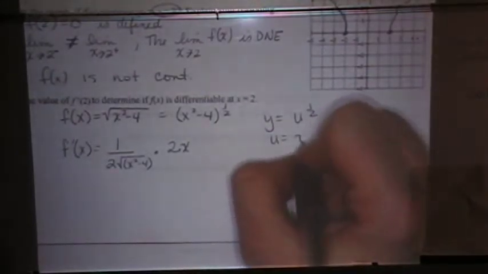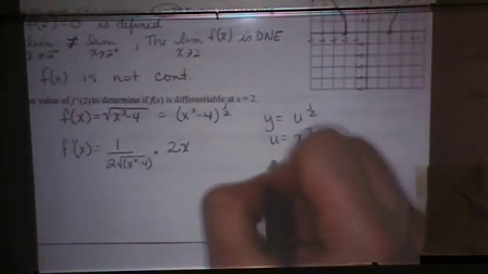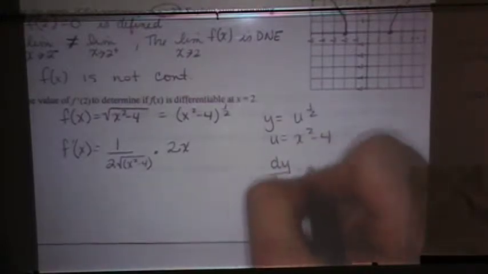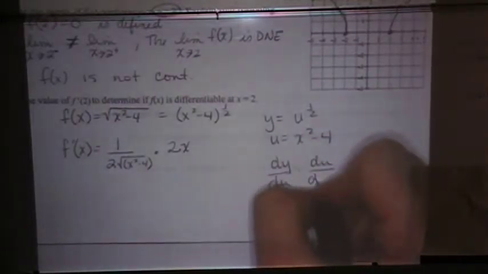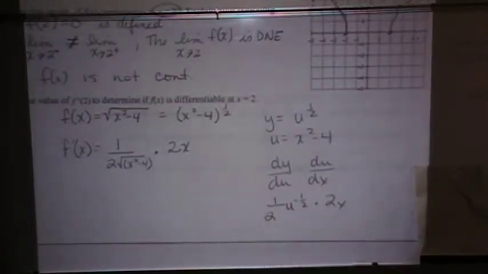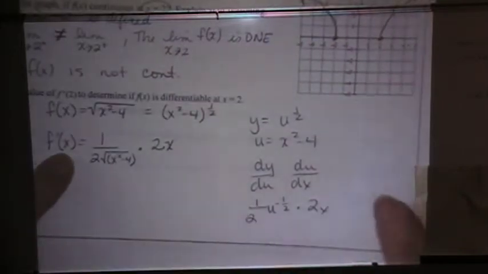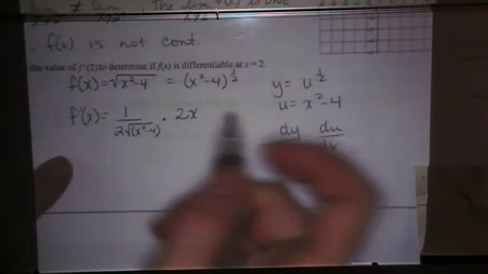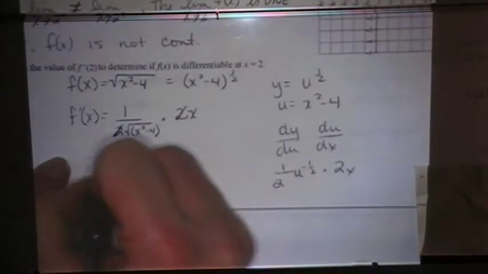Let me work out the chain rule real quick so you see. I'm going to say y equals u to the 1/2, u equals x squared minus 4. So dy/du times du/dx. That would be 1/2 u to the negative 1/2 times 2x. And then I plugged everything back in. That's where I got this. Okay, so that's my derivative. My 2's will cancel, so I'm just going to simplify my derivative, and I can write my x on top.